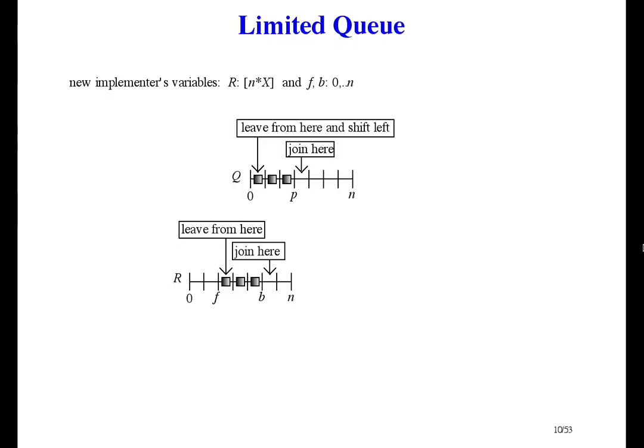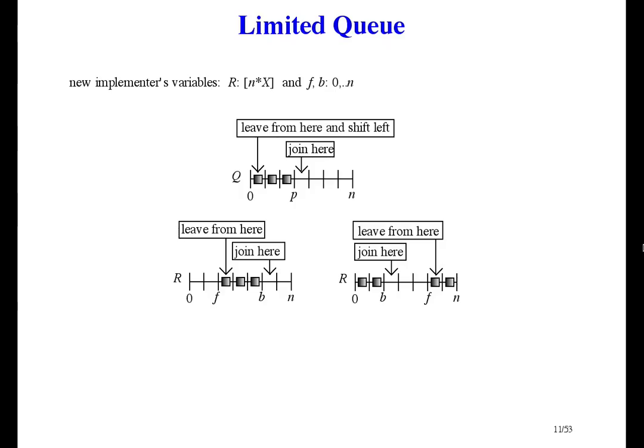Joining is pretty much the same as before, but leaving is just increasing F by 1, which is a fast operation. As new items join and old items leave, the queue sort of moves to the right, and when it bumps into the end, it just continues from the beginning again, moving cyclically around the list. When F is to the left of B, the items are between them. When B is to the left of F, the items are in the outer portions.